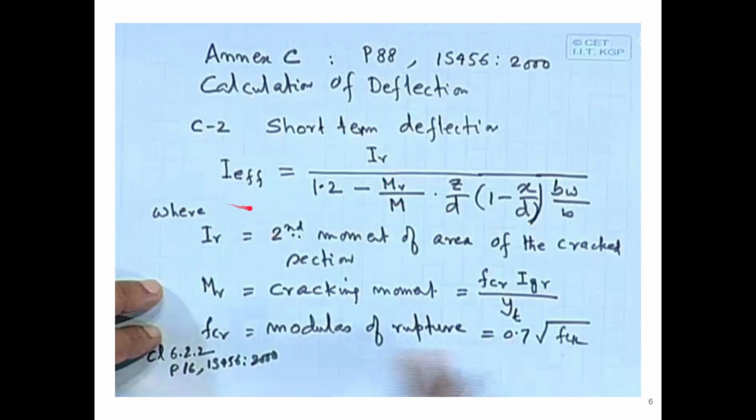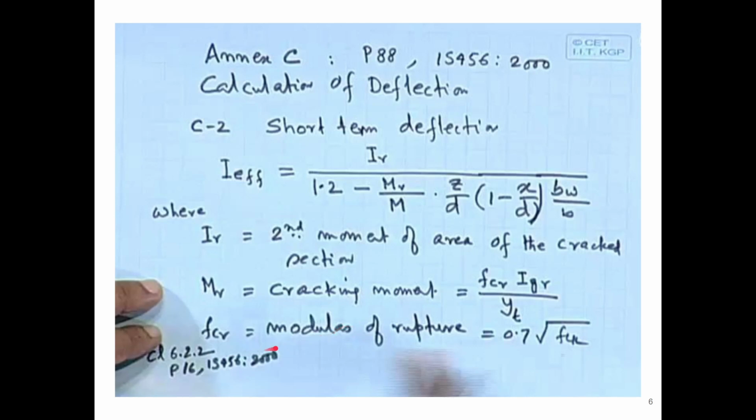I effective is equal to Ir by 1.2 minus Mr by M into z by d into (1 minus x by d) into bw by b. In this case Ir is the second moment of area of the cracked section. Mr is the cracking moment, which is equal to fcr into Igr by yt. We'll see what these terms are.